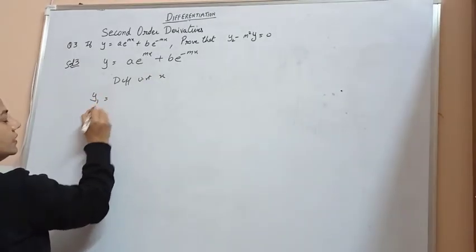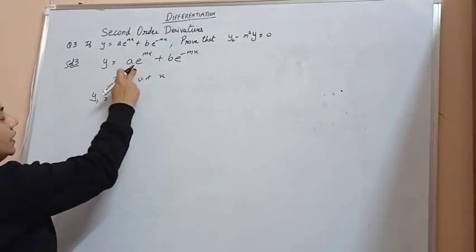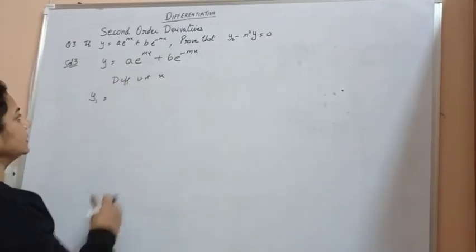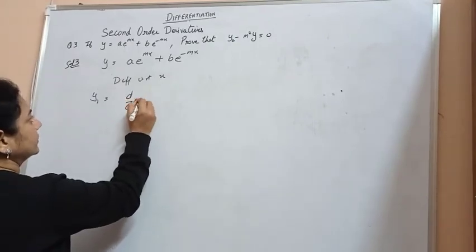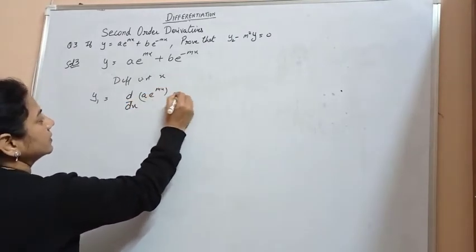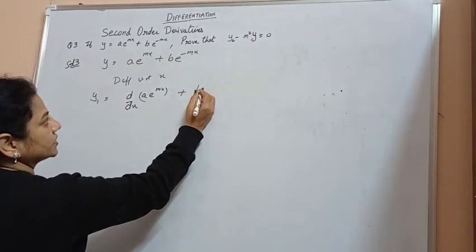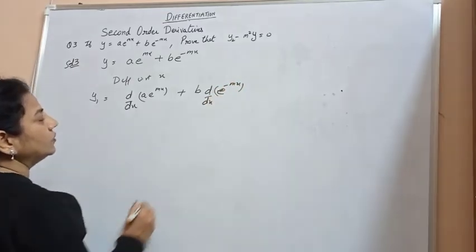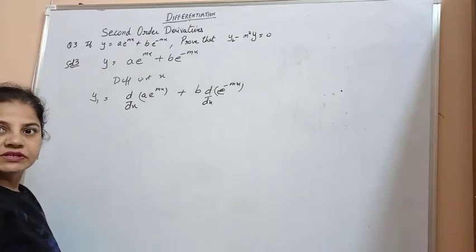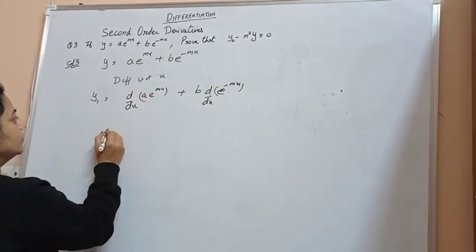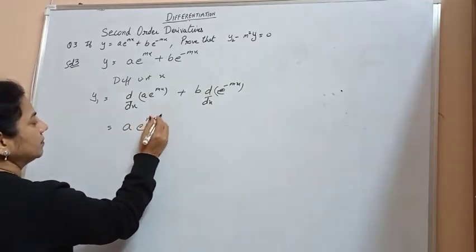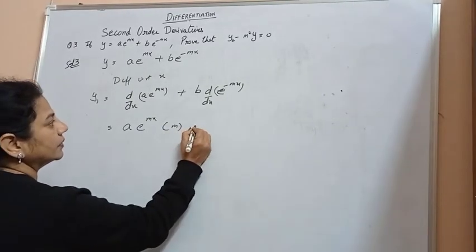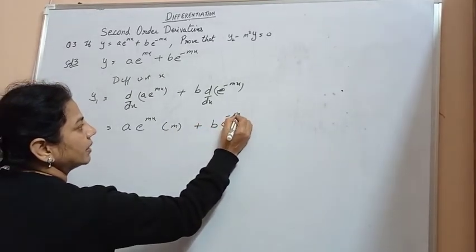We get y1, the first derivative, equal to the derivative of a e to the power mx plus, b being the constant term, the derivative of e to the power minus mx. We know that the derivative of the exponential function is the exponential function itself into the derivative of mx, which gives me the result as a e to the power mx into the derivative of mx, which is m, plus b e to the power minus mx.